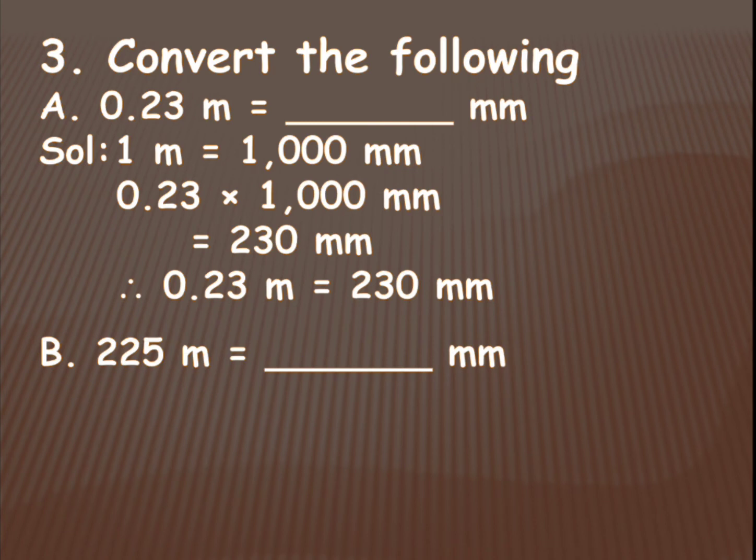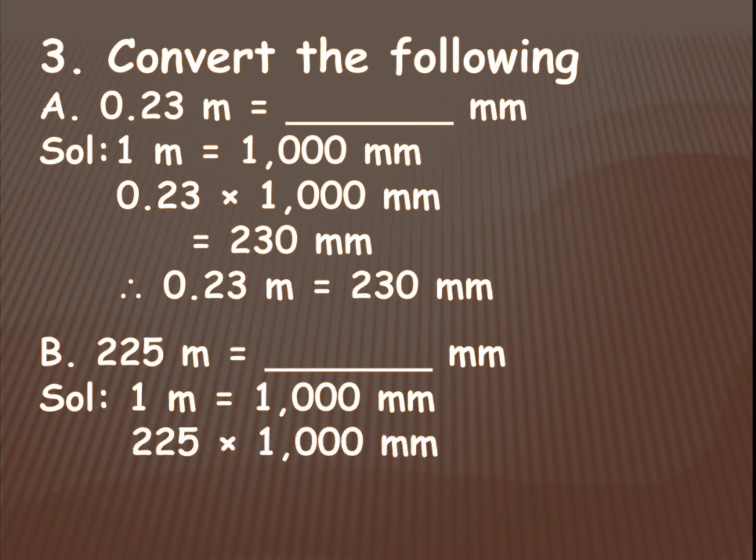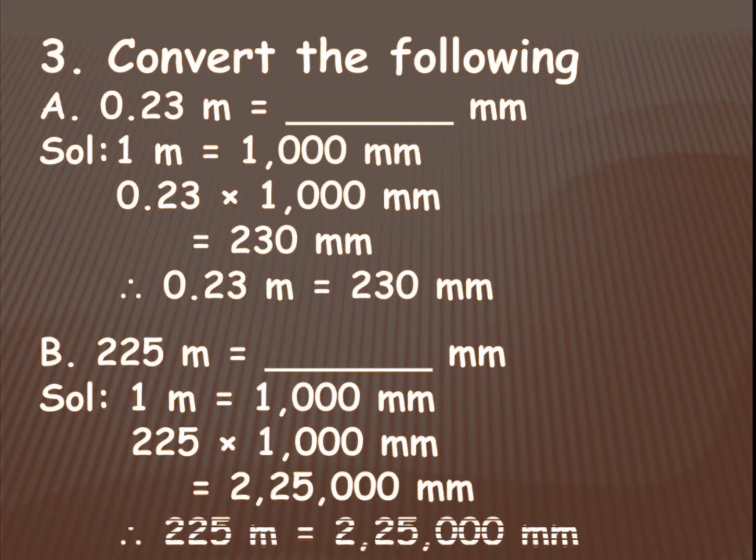225 meters is equal to dash millimeters. Here also again meters to millimeters, that is you need to multiply with 1000. So 1 meter is equal to 1000 millimeters. 225 into 1000 becomes 2,25,000 millimeters. So therefore 225 meters is equal to 2,25,000 millimeters. Okay, children, in this way you need to convert from meters to millimeters.